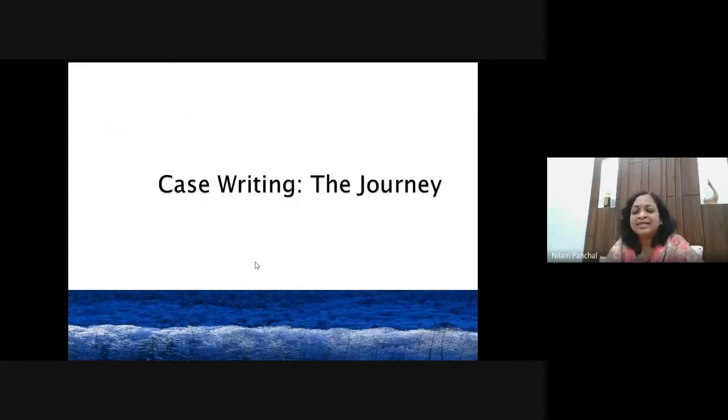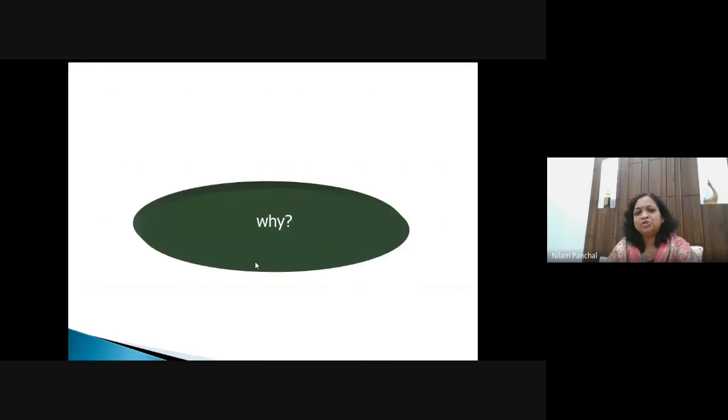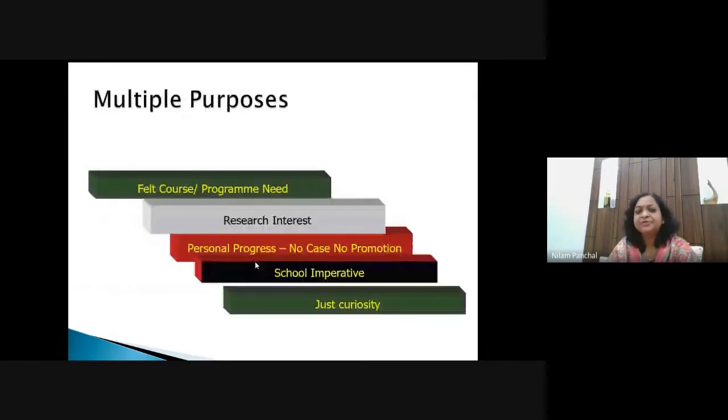Like writing a research paper, case writing is also a journey, right? Say, for example, somebody says that I want to be a case writer. There can be multiple purposes, maybe out of curiosity, maybe because of a school imperative. I mean, your college is saying write a case, and so you are writing. Maybe personal progress, a no case, no promotion type of situation. Maybe because you have your own research interest, or a course or program mate.